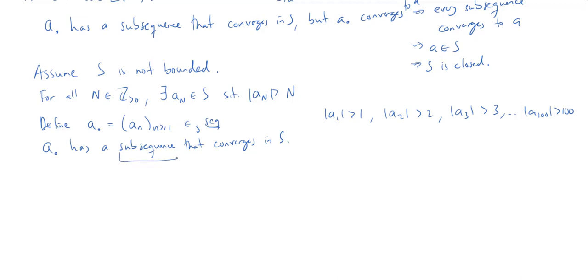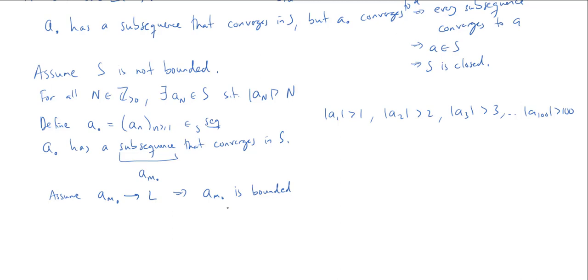So let's say this subsequence is called A_{m_k}. All right, so if it converges in S, assume A_{m_k} converges to some L. Well, it's a convergent sequence, so that would imply that A_{m_k} is bounded, because we know all convergent sequences are bounded. But this sequence A is not bounded in a very specific way. It just keeps on growing, right? And so there's no way this A_{m_k} is going to be bounded.